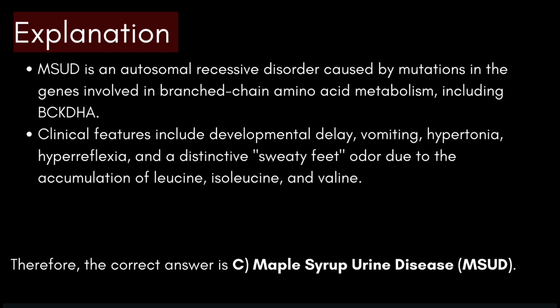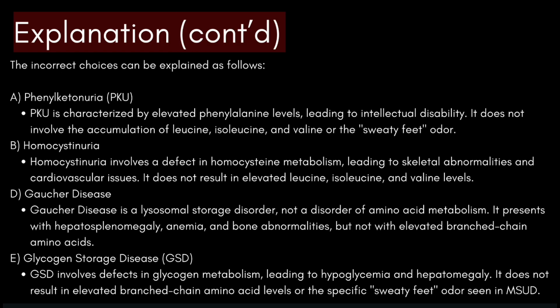Let's go ahead and see why the other answer choices are incorrect. Phenylketonuria, PKU. PKU is characterized by elevated phenylalanine levels leading to intellectual disability. It does not involve the accumulation of leucine, isoleucine, and valine, or the sweaty feet odor. Homocystinuria involves the defect in homocysteine metabolism leading to skeletal abnormalities and cardiovascular issues. It does not result in elevated leucine, isoleucine, and valine levels.